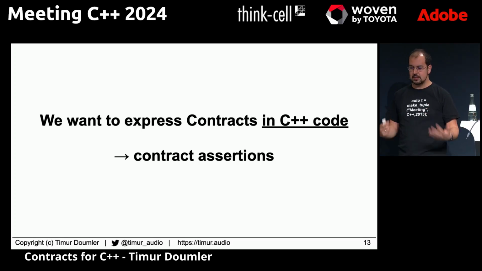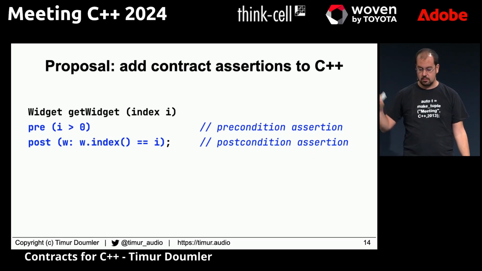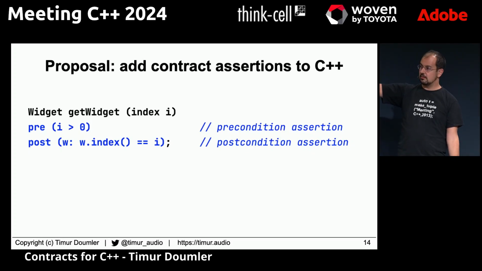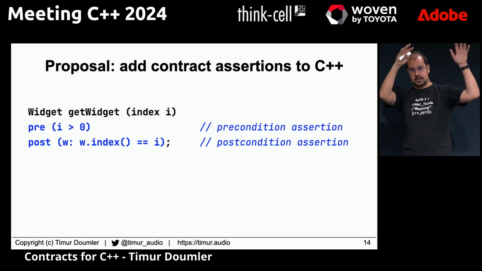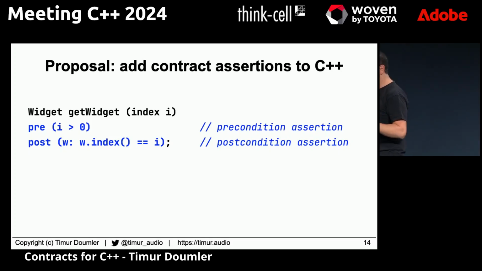It adds this new syntax to let you write contract assertions. So if you have a function declaration here, widget, get widget, takes a parameter, returns a value, you can now, to that declaration, add this new syntax pre, and then in parens a Boolean predicate, and post in parens a Boolean predicate. You can also have multiple pre and post. And this way express what the preconditions and postconditions of the function are in code.